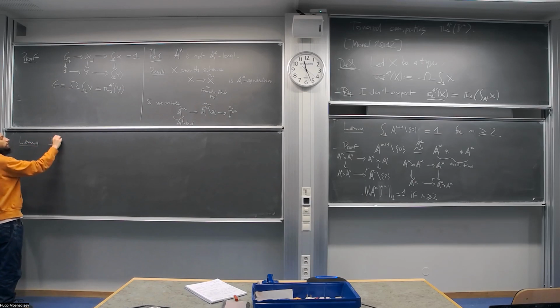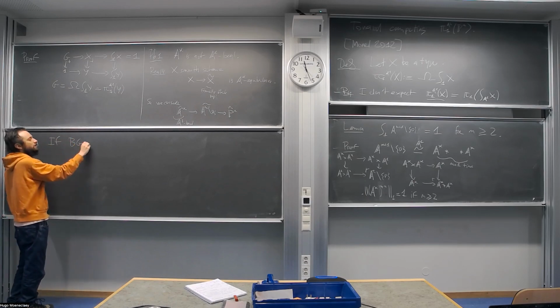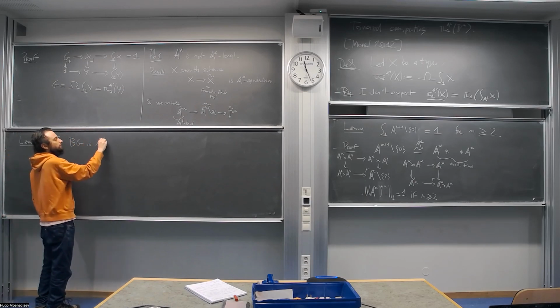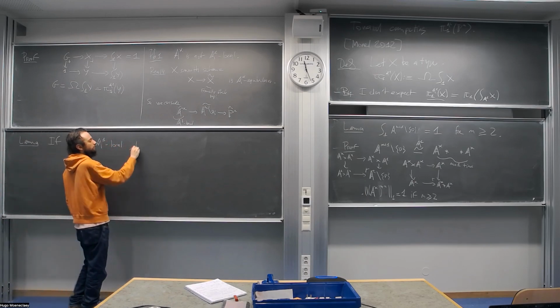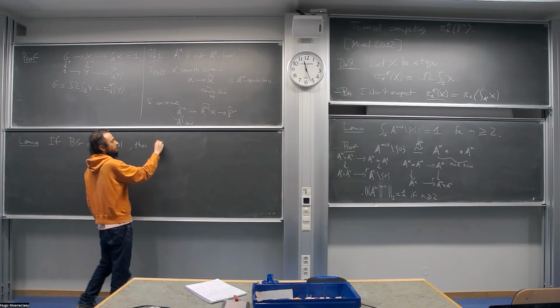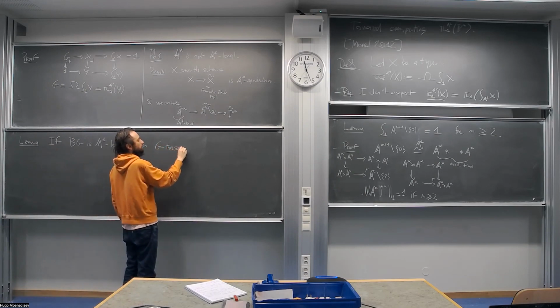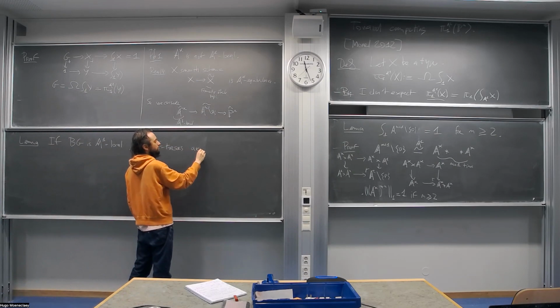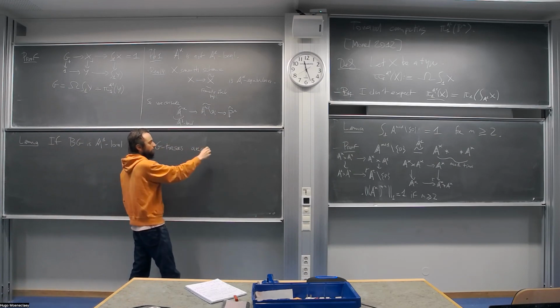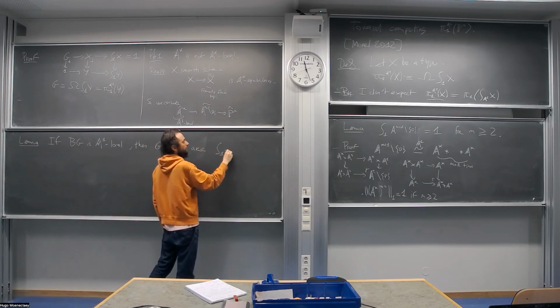And so, lemma: if BG is A1 local, then G-torsors are shape 1 local.